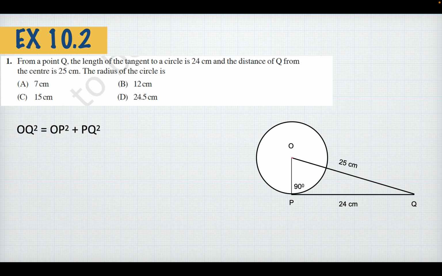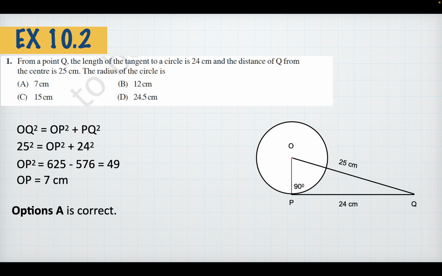Okay, that's how we do it. OQ square equals OP square plus PQ square. We plug in values here and we get OP square equals 49 and OP equals 7 centimeter. That means option A is the correct one.